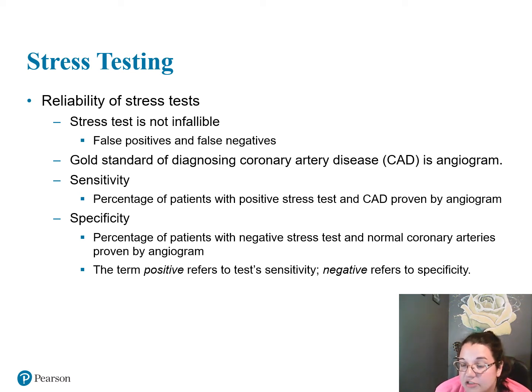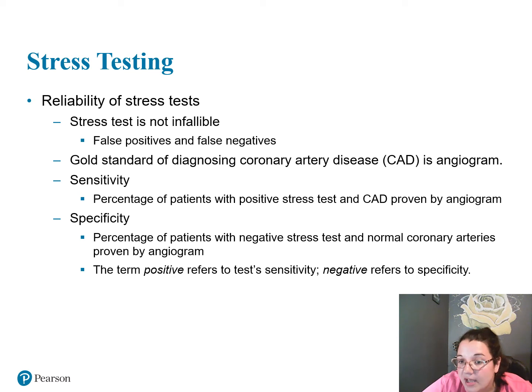The gold standard, this is a test question, a national test question. It's on your quiz and it's on your homework. The gold standard of diagnosing CAD, coronary artery disease, is an angiogram. And we have what's called sensitivity and specificity. Sensitivity is the percentage of patients with a positive stress test and a CAD proven by an angiogram. Specificity is the percentage of patients with a negative test and normal coronary arteries proven by angiogram.